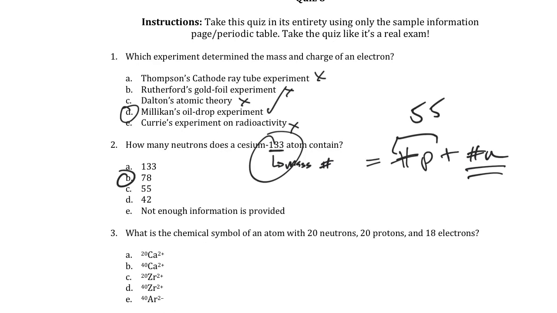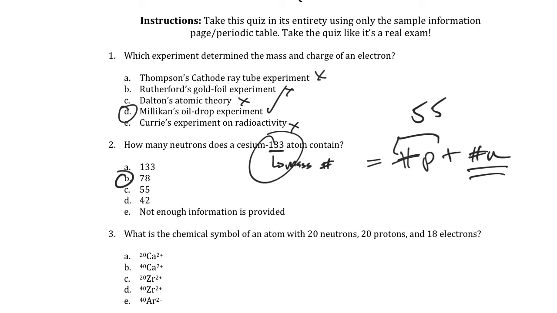What is the chemical symbol for an atom with 20 neutrons, 20 protons, and 18 electrons? Okay, so we're looking for 20 protons for the atomic number. So that's calcium on the periodic table. 20 plus 20 is the mass number, so that would be 40. And then 2 fewer electrons, so I don't have as much negative charge, so the positive charge is going to be more predominant. So we're going to have 2 net positive particles, so we're going to have a 2 plus charge. So calcium-40 with a 2 plus charge. So that would be B.